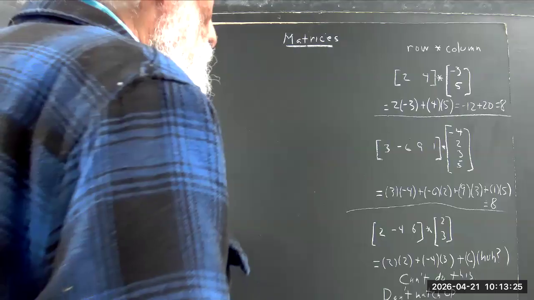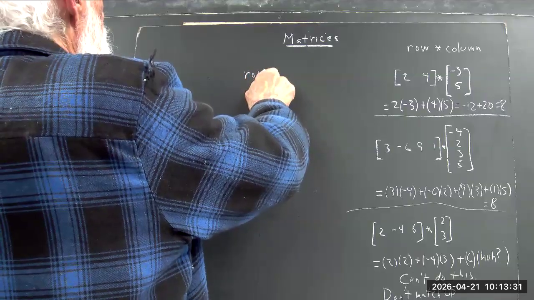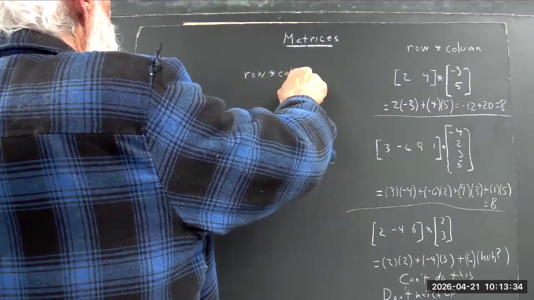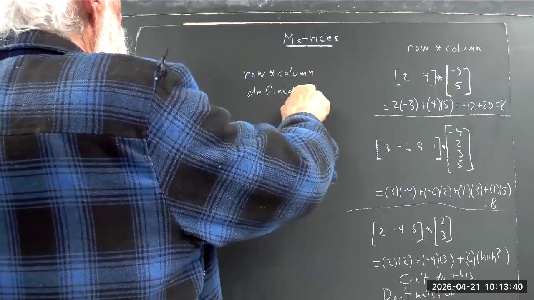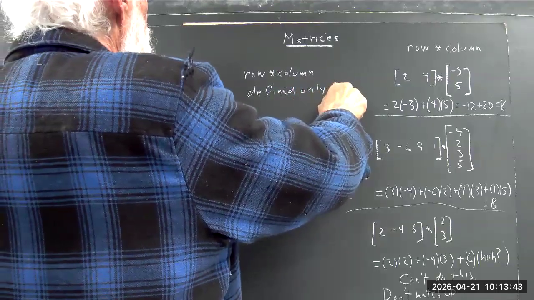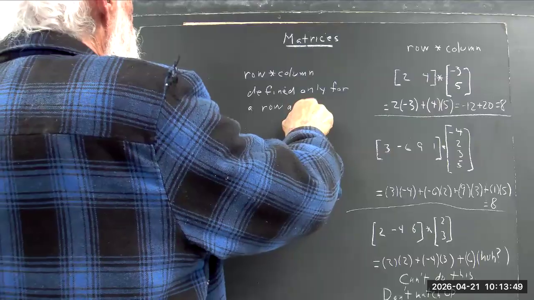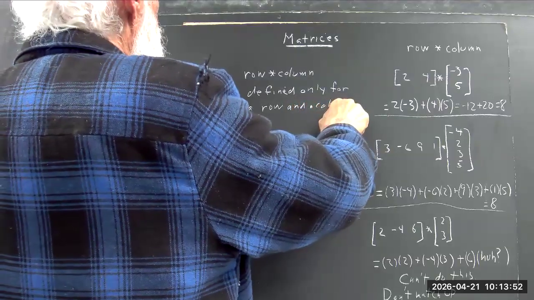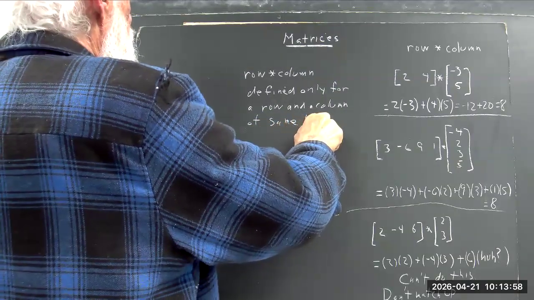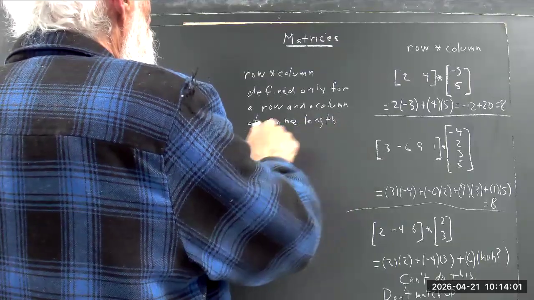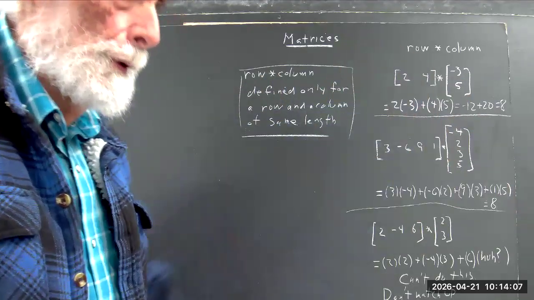So row times column is defined for a row and a column, but when they have the same length, then it's very easy to do the multiplication.